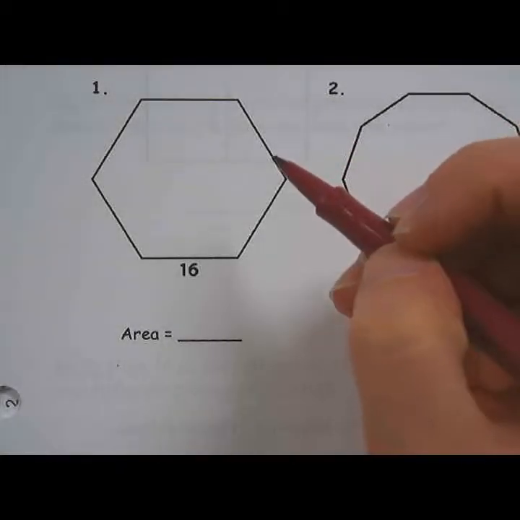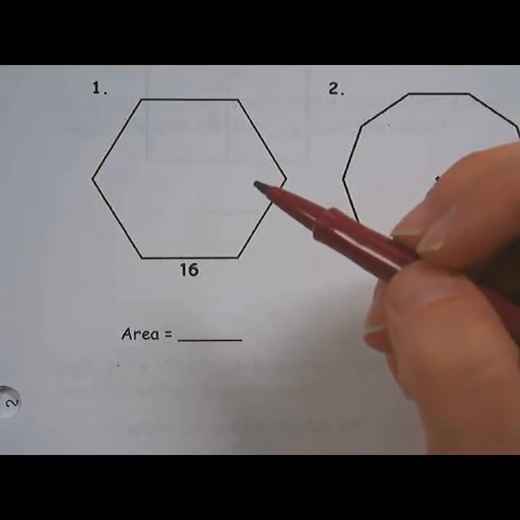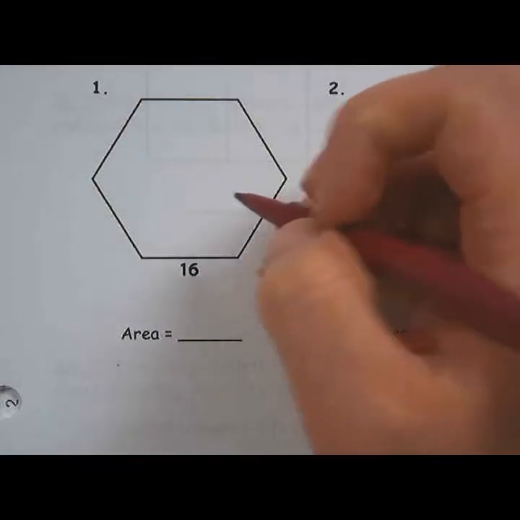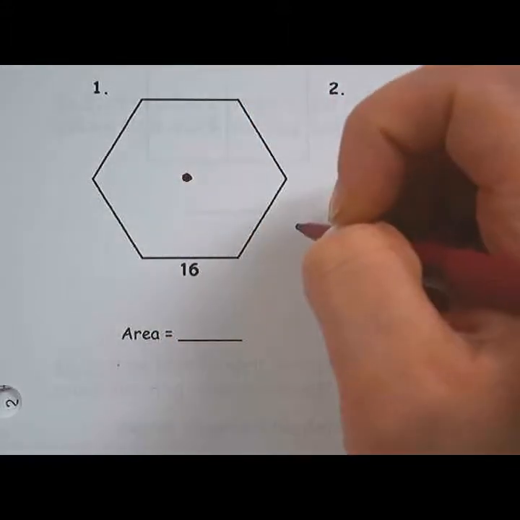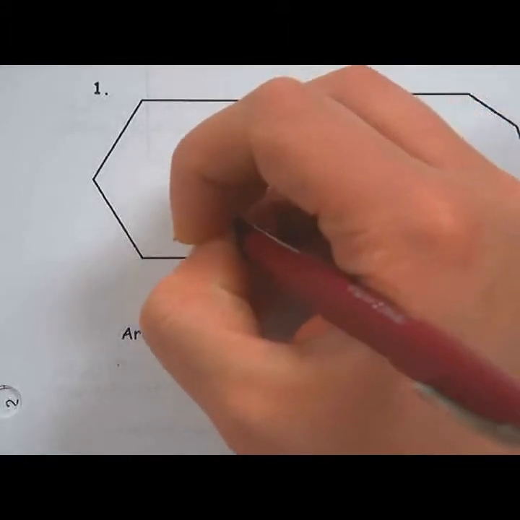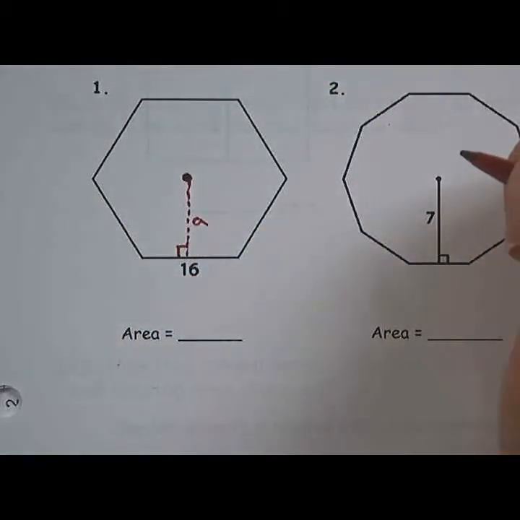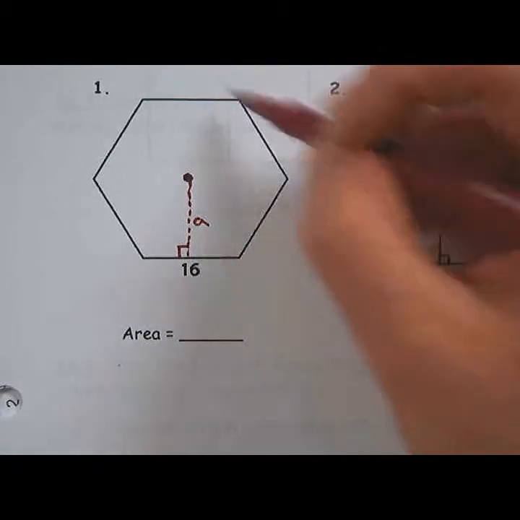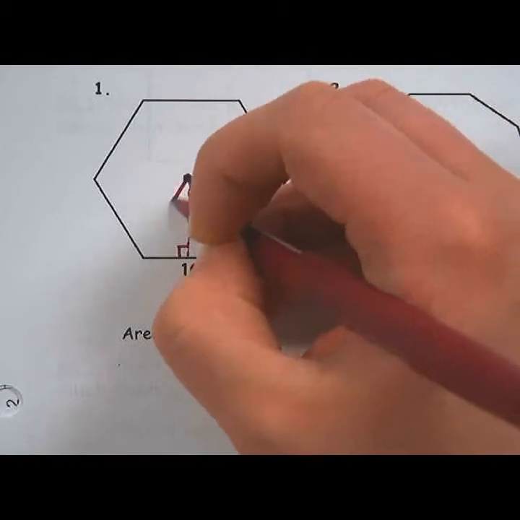So looking at this first one, I'm going to do this using way 2, which was perimeter times apothem divided by 2. In this first one, the first thing I want to do is find my center about there, and I'm going to drop the apothem down because I need to find that. I can find the perimeter pretty easily by going 16 times 6 because we have 6 sides, but the first thing I need to do is find the apothem.